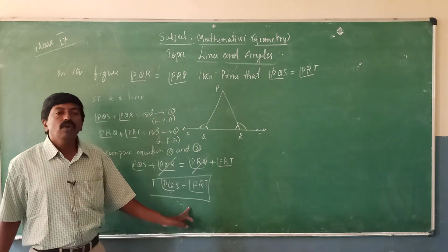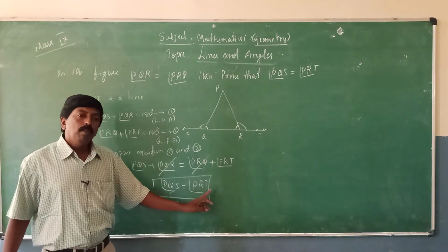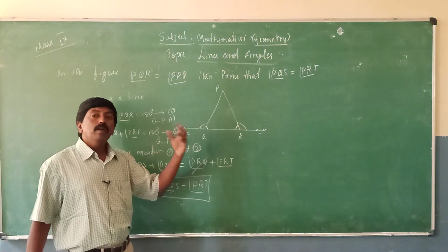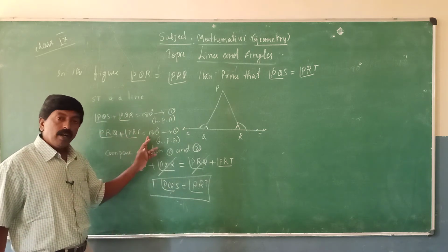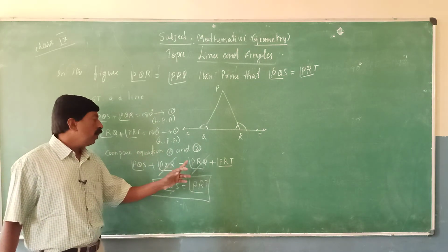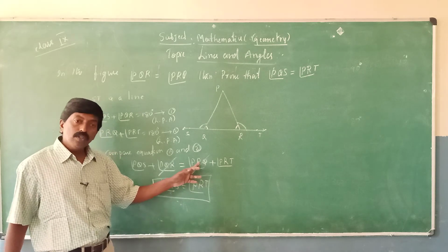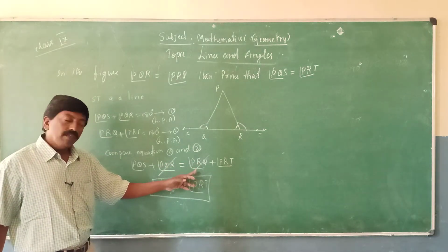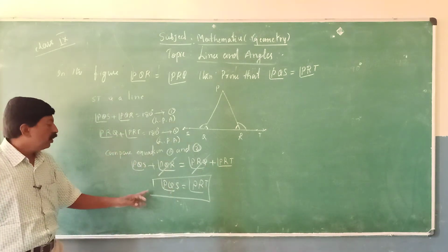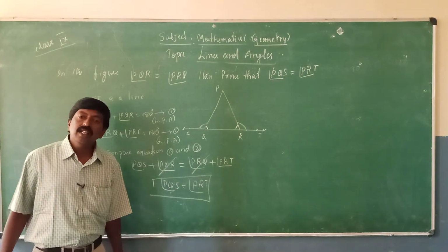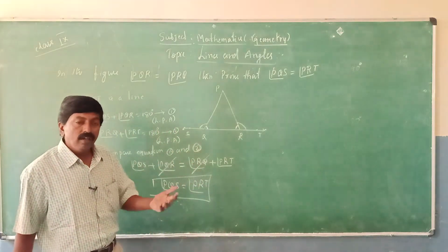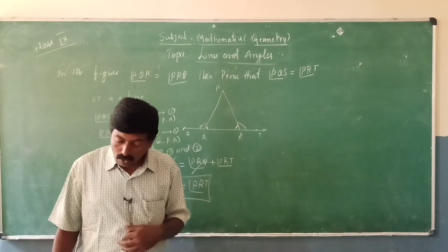In this way, we have to prove PQS is equal to PRT. What is the main thing we found? We have taken that a linear pair of angles is 180 degrees, and compared equations 1 and 2. After that we cancel PQR and PRQ, which are equal, on both sides. Now the remaining thing is PQS and here PRT. So PQS is equal to PRT. It says that interior angles are equal, exterior angles are also equal. Okay, you can copy that one. We have to work out one by one.